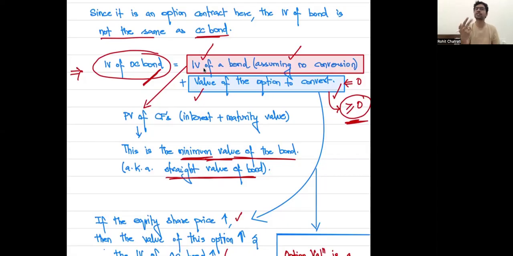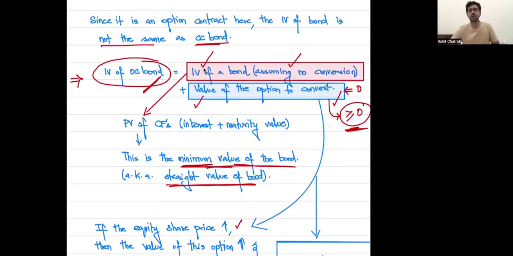So there are two ways of thinking about why the market value of a convertible bond is going to be greater than the market value of a straight bond. One, a convertible bond has better features, and therefore its market value has to be higher. The second is the mathematical way of looking at this equation. The market value of a convertible bond should be equal to the market value of a bond assuming no conversion, which is the straight value of the bond, plus the value of the option contract.